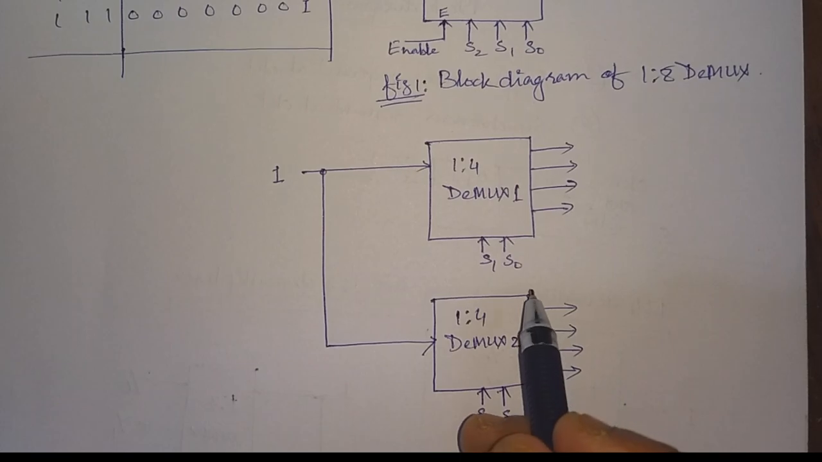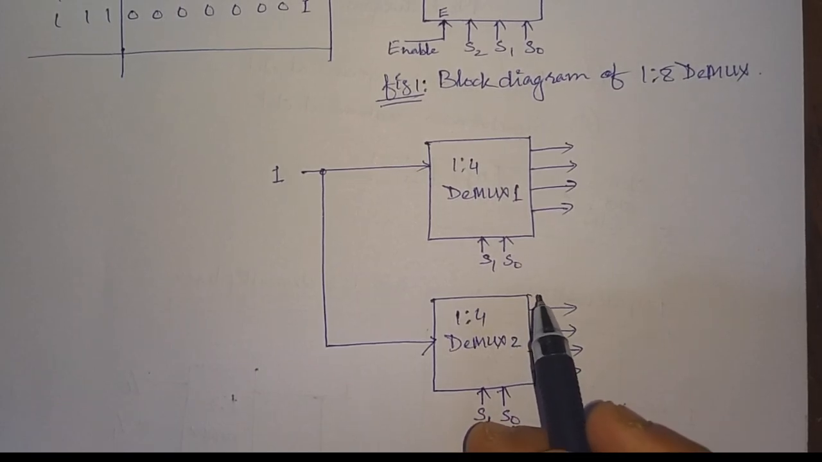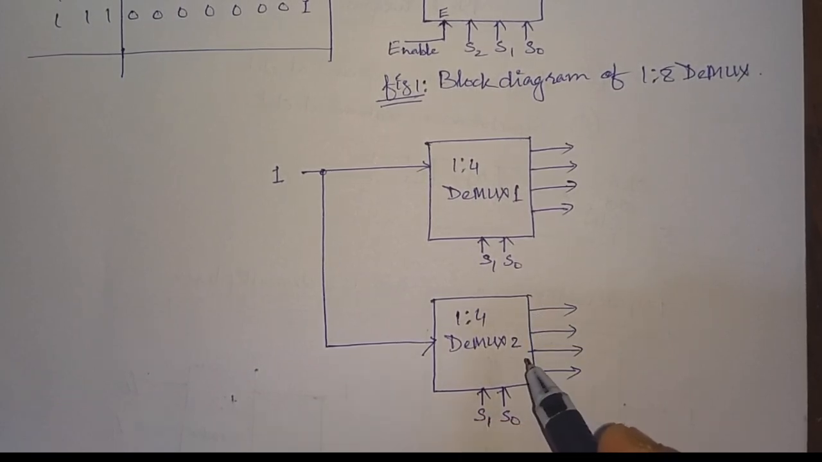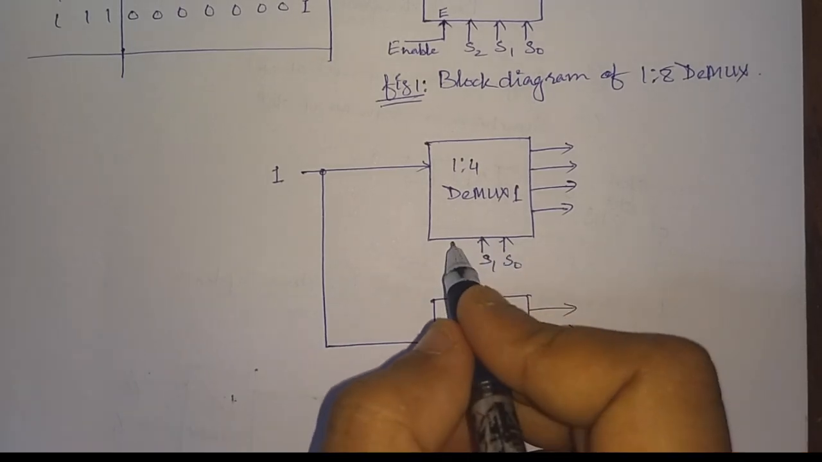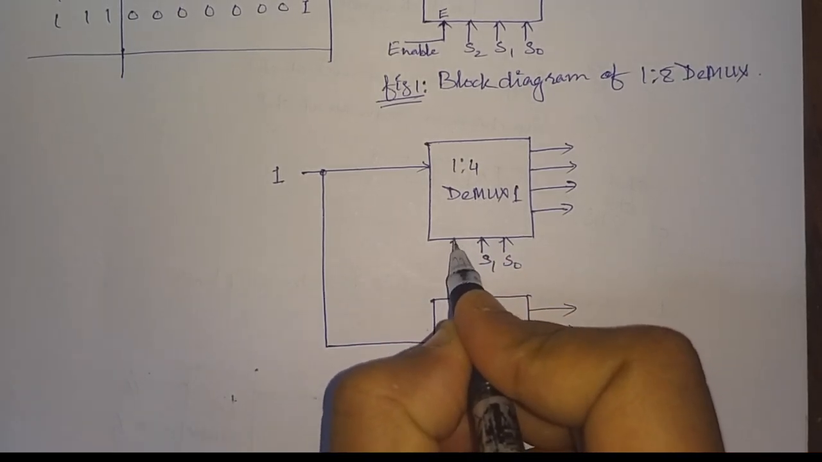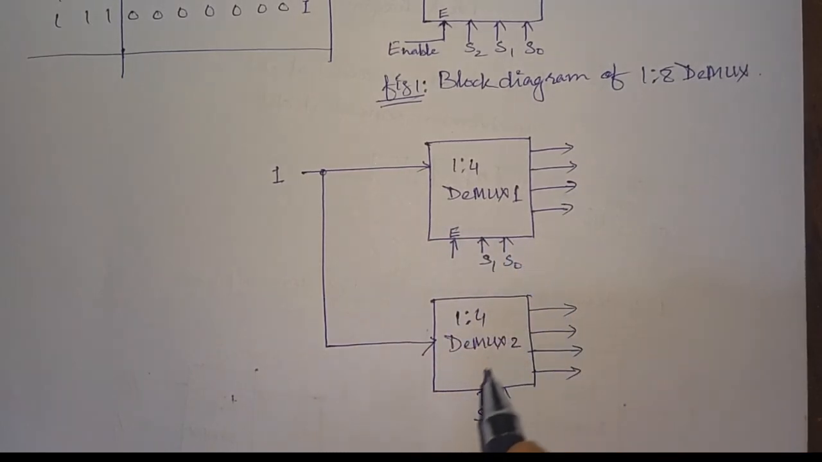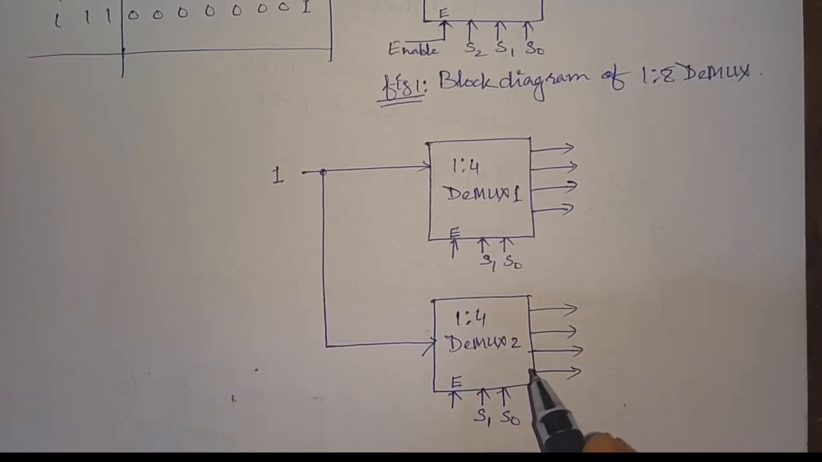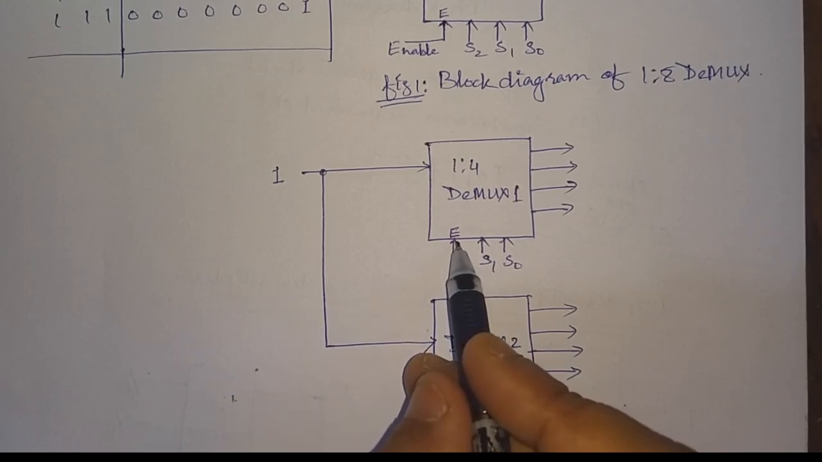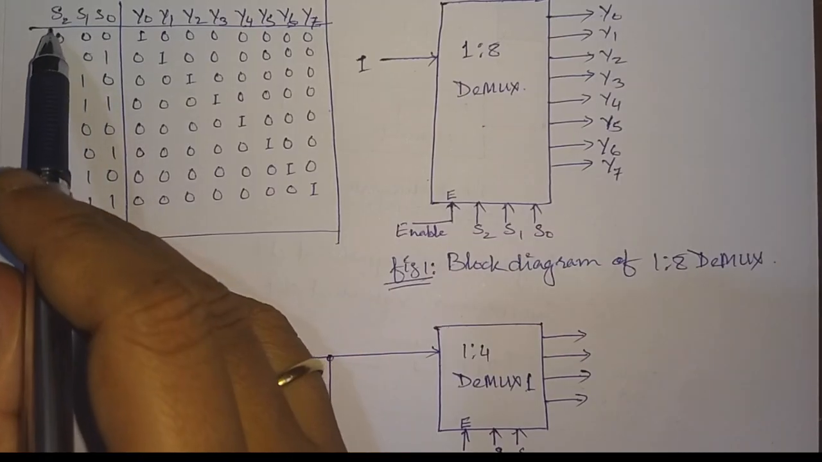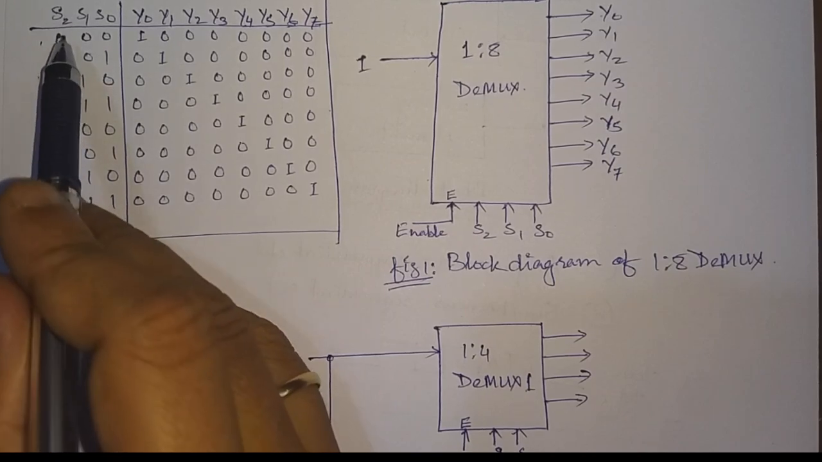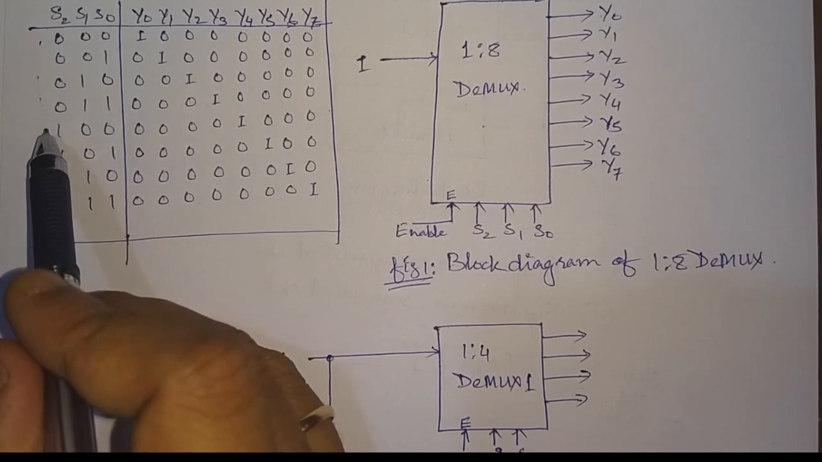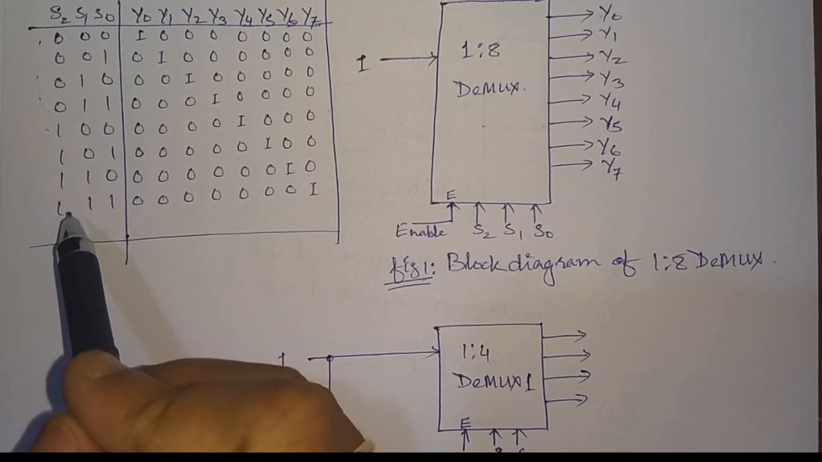Now, for a 1:8 demultiplexer, we need another select line. So how to arrange it? Here we can see that we have an enable input line. So this is the enable input. Here also, this is the enable input. So we have to rearrange this enable input so that we can represent it as S2. Here we can see that for the first 4 values, S2 equals 0, and for the last 4 values, we have it 1.